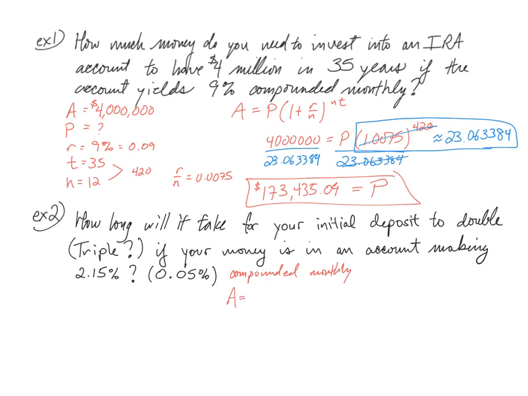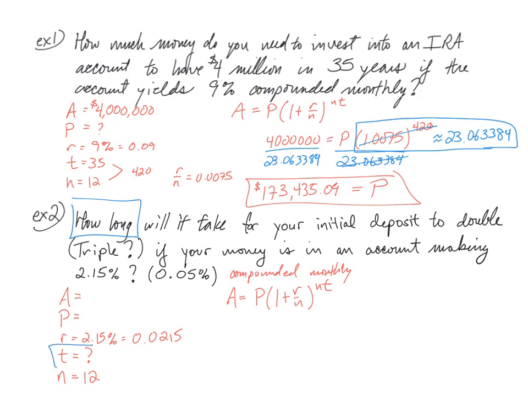So we will be using this formula again. A equals P times (1 plus r over n) to the nt power, which means I have to list out all of the variables like I did up here. So here are all the variables: A, P, r, t, and n. We know n is monthly, so n is 12. We're trying to figure out how long. That's what we don't know. We don't know our time.